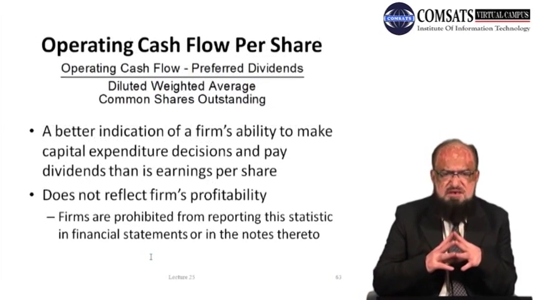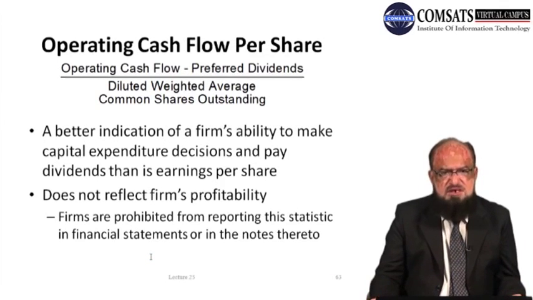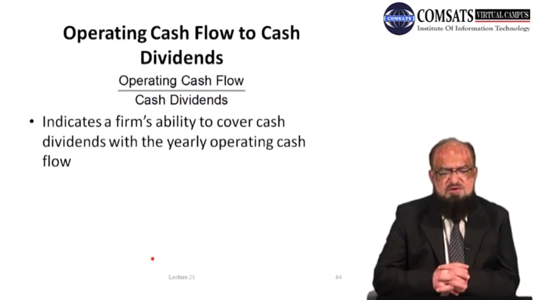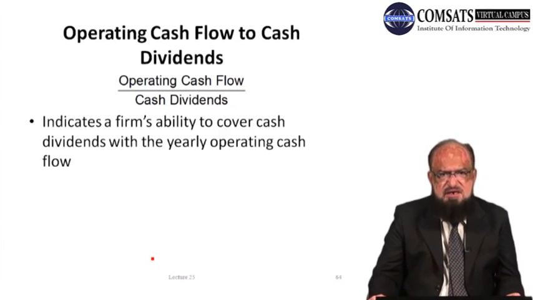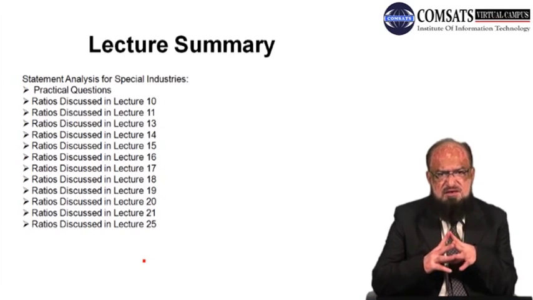Another formula we have discussed in lecture 25, operating cash flow per share: operating cash flow minus preferred dividends divided by diluted weighted average common shares outstanding. Another formula in lecture 25, operating cash flow to cash dividends. The formula is very simple: operating cash flow divided by cash dividends. So dear students, today we have solved various practical exercises related to banks, transportation and various industries, and we have discussed all the ratios from the previous lectures.